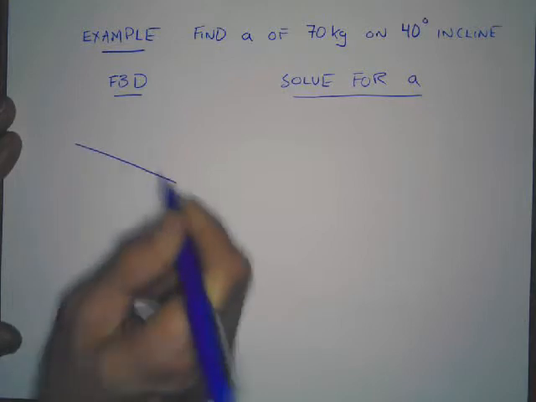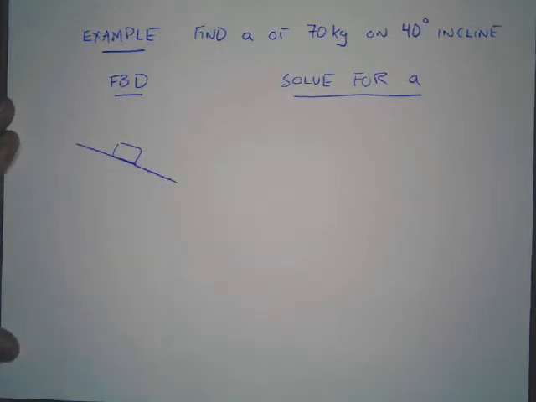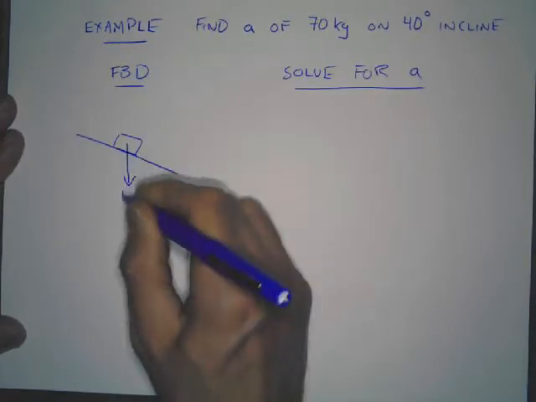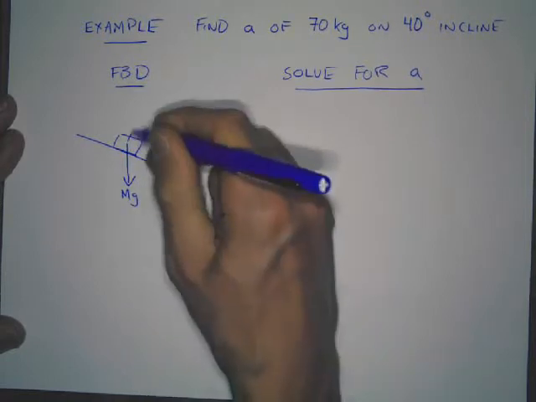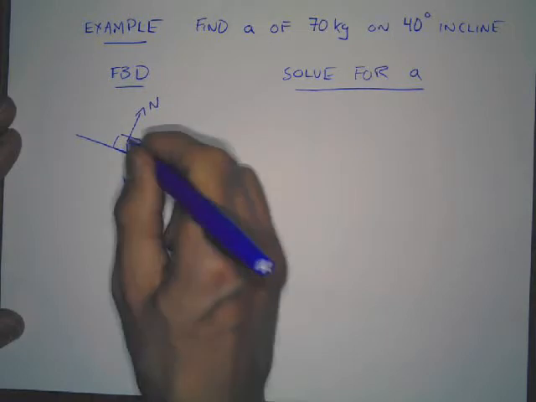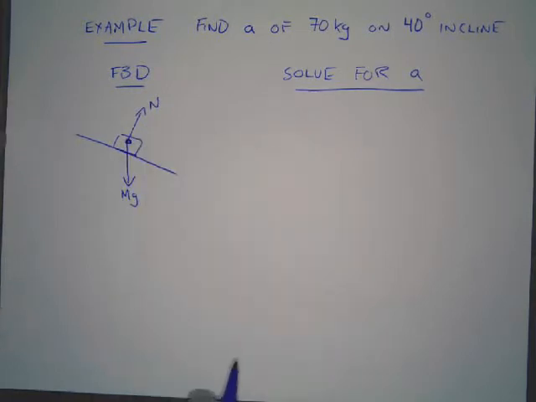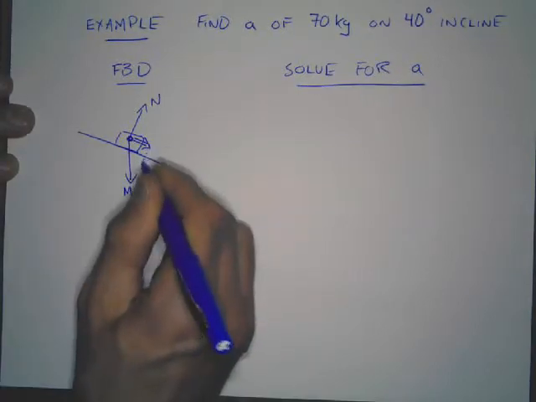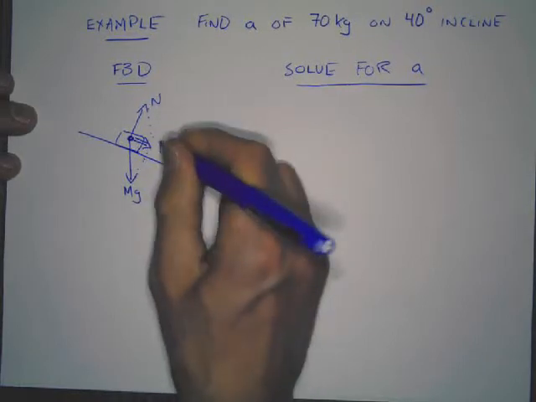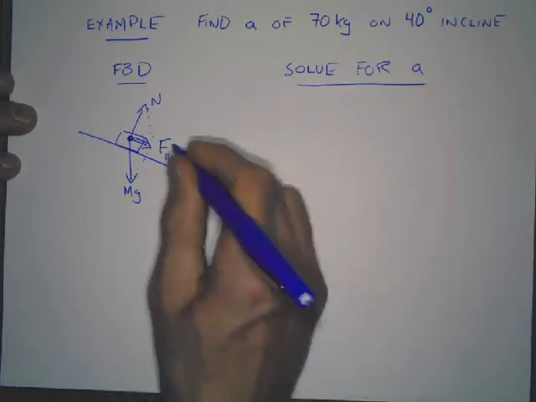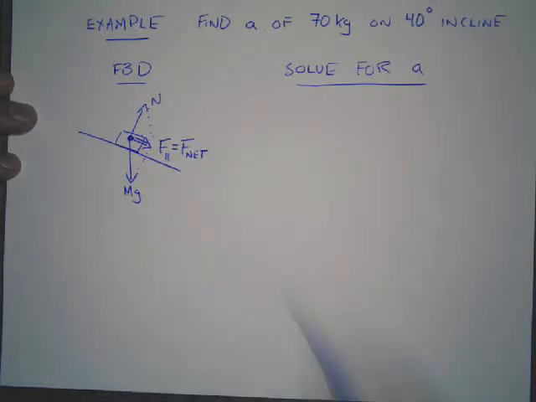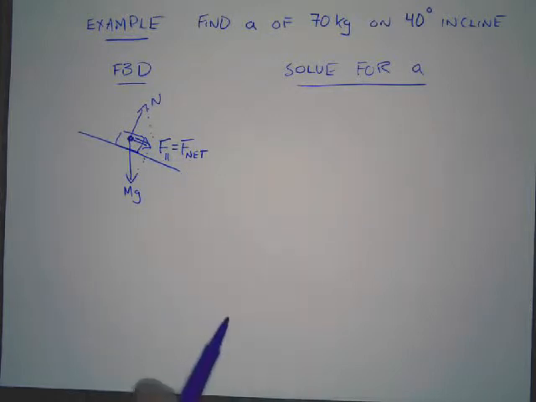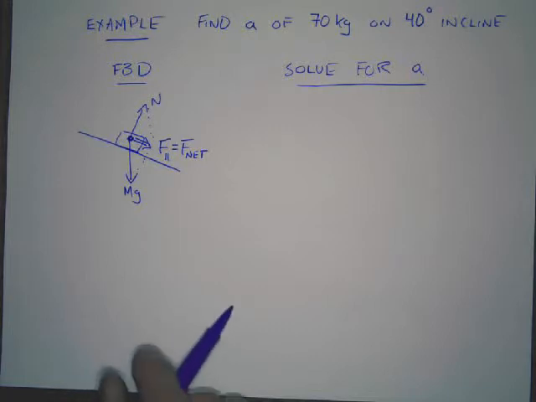So your FBD can be really simple. You don't have to draw me a skateboarder. It can just be a mass, a block, whatever. You're going to have mg and you're going to have normal. Those are the two forces that act on that block. Now, if you want, you can also show me that you have a parallel force. And since there's no friction in this problem, the parallel force is going to be equal to F net. So that's your free body diagram.